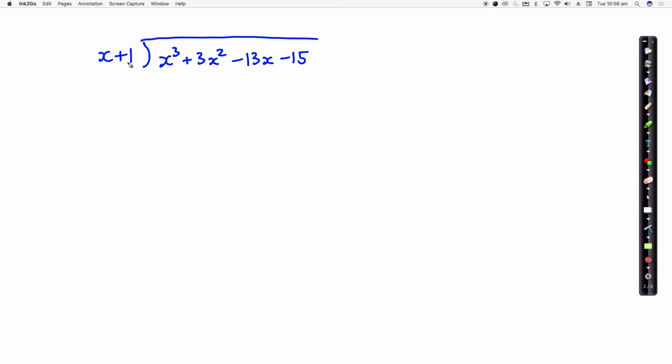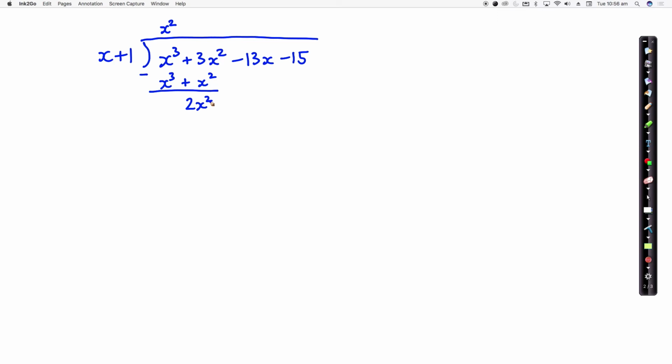So we look at how many times x goes into the term x cubed. So that goes in x squared number of times, and then we times the x squared by every term in the x plus 1. So then we get x squared times x is x cubed, plus x squared times 1 is just x squared. And then we do our subtraction. The x cubed terms go, and then we just get 3x squared minus 1 lot of x squared is 2x squared.